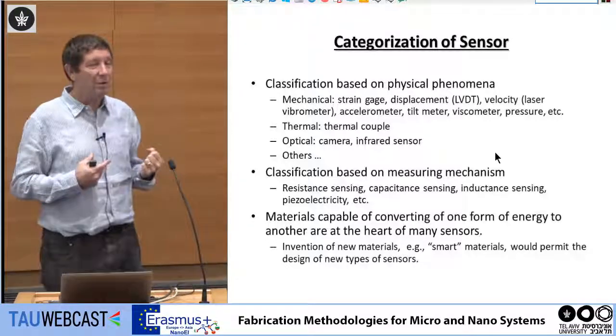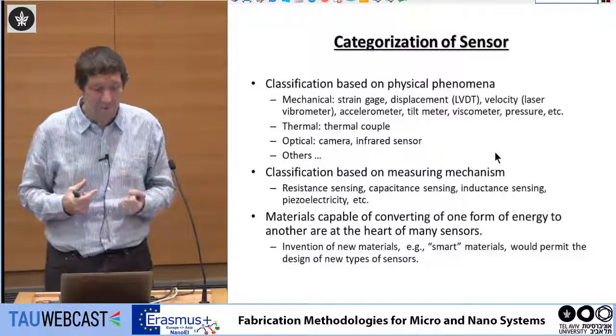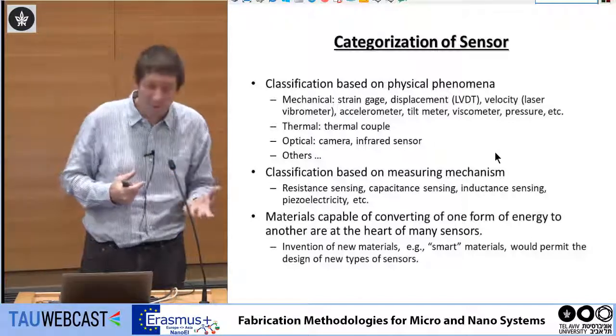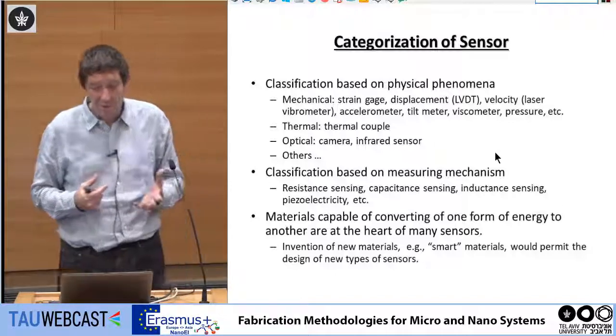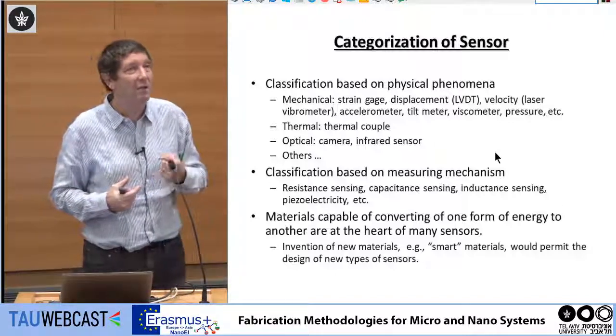This is called a classification based on the physical phenomena. The second way to classify sensors is classification based on measuring mechanism. Like I measure resistance, I measure capacitance, I measure inductance, I measure the piezo effect. So this is another way to classify it.